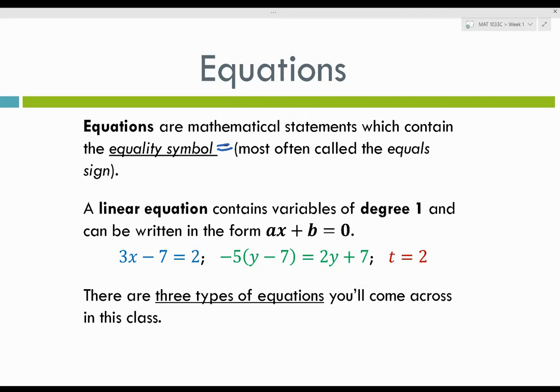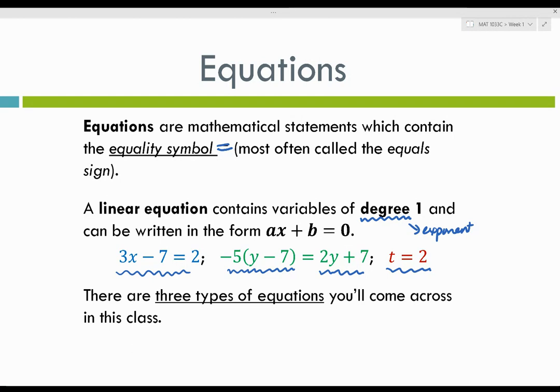What we mean when we say that it has a degree of 1 is that the highest exponent that we see in that equation will be a 1. As you can look at these equations that I've put here: 3x minus 7 equals 2, negative 5 times y minus 7 equals 2y plus 7, and t equals 2. All of these are examples of linear equations. I know that they're linear because the highest degree or exponent that I see is a 1.